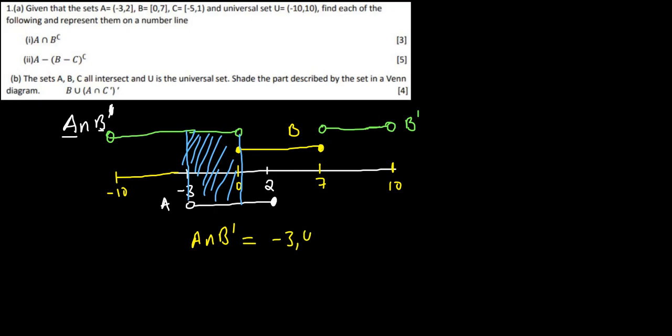But look at negative 3. It is not part of A, so meaning it can't be part of the intersection. I'm going to open. Look at 0, sorry. 0 is not part of B complement because it's open there. So I'm also going to open here.